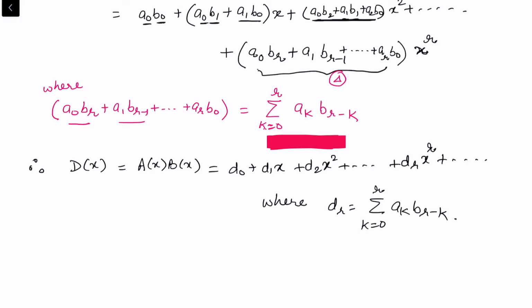So that's how we can define the product also, and this is what we call either the Cauchy product, or we can call this a convolution of the two sequences AR and BR.